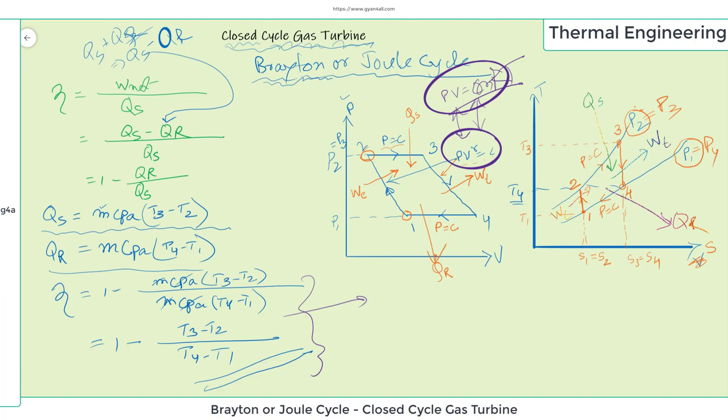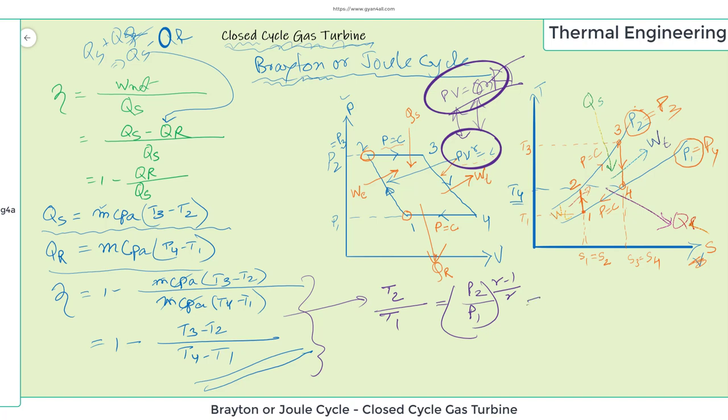Say for process 1-2. What process is 1-2? Isentropic or adiabatic compression. If we apply the isentropic law, T2 divided by T1 equals (P2 divided by P1) whole to the power gamma minus 1 by gamma, where gamma is the ratio of specific heats, Cp divided by Cv. The value of gamma is 1.4 for atmospheric air. Slightly it may be different, but we always take 1.4 as the standard value.